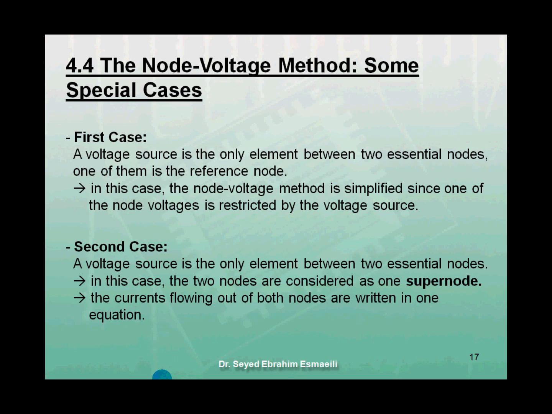The second case is when a voltage source is the only element between two essential nodes. None of them is the reference node. In this case, the two nodes are considered as one supernode. The currents flowing out of both nodes are written in one equation. These two cases will be further clarified by the following examples and problems.